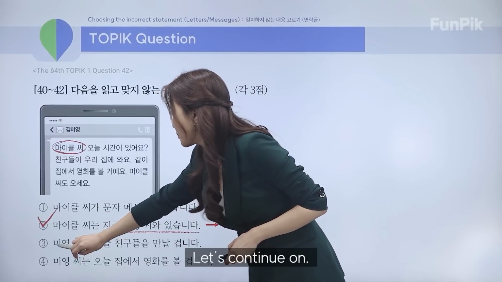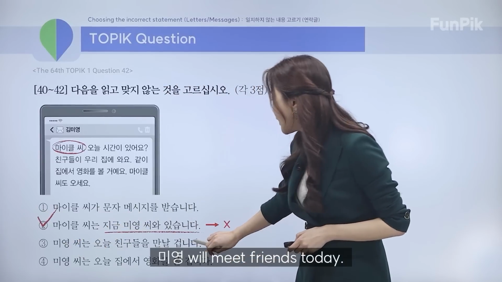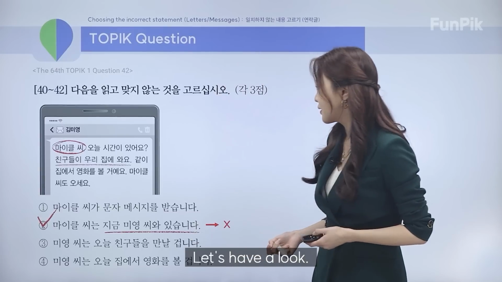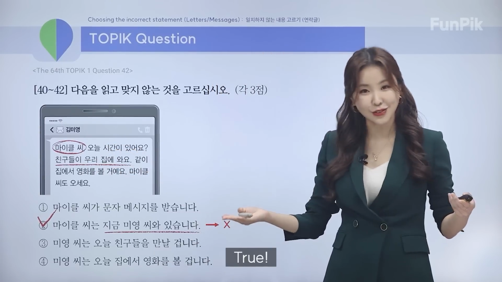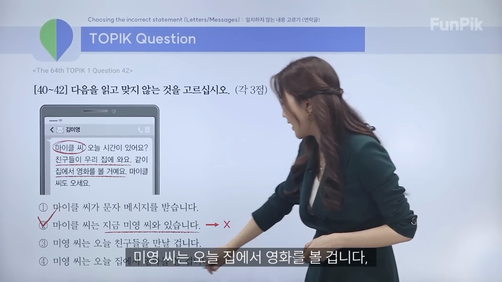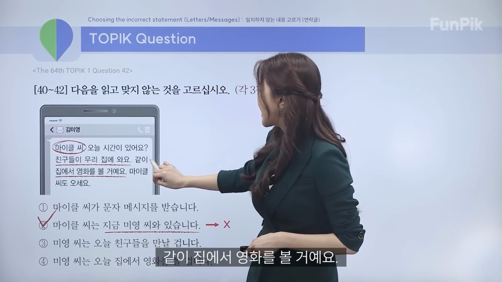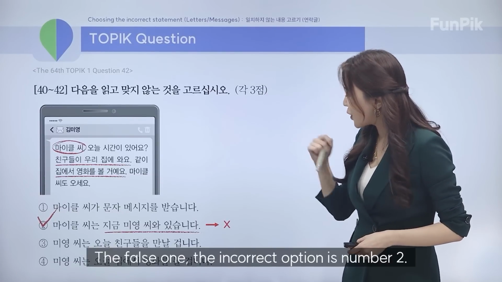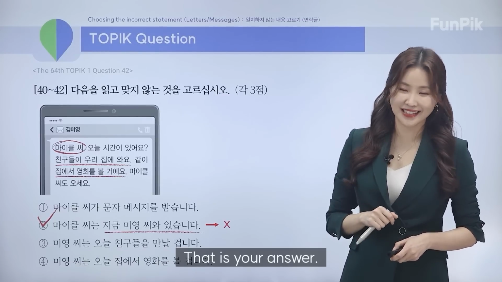Now, let's continue on. 미영 씨는 오늘 친구들을 만날 겁니다. 미영 will meet friends today. Let's have a look. 친구들이 우리 집에 와요. 오늘. True. And the next one. 미영 씨는 오늘 집에서 영화를 볼 겁니다. 미영 today at home will watch a film. 같이 집에서 영화를 볼 거예요. So that is true as well. The false one, the incorrect option, is number 2. That is your answer.